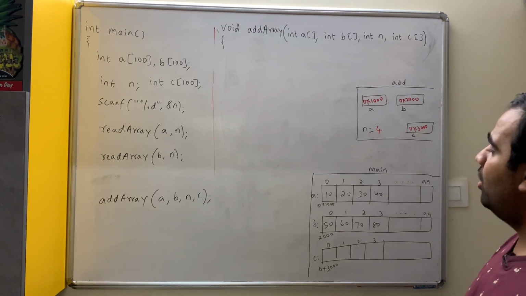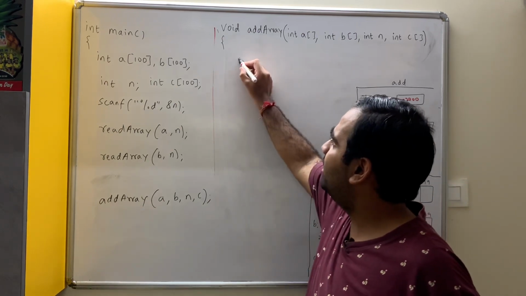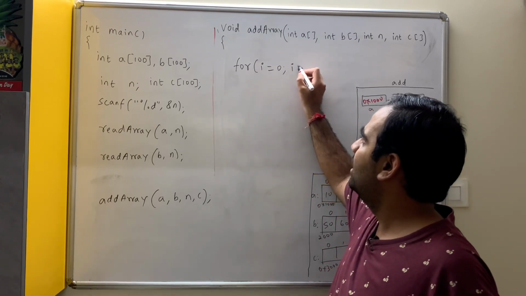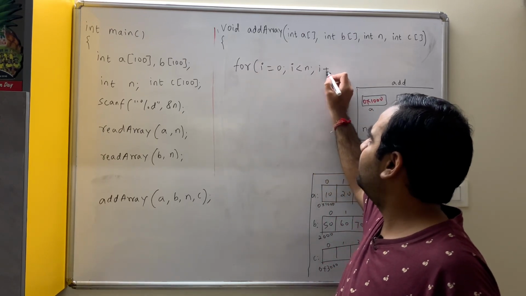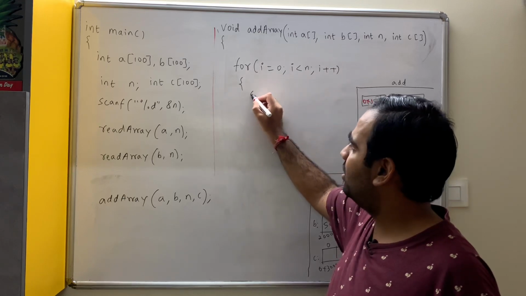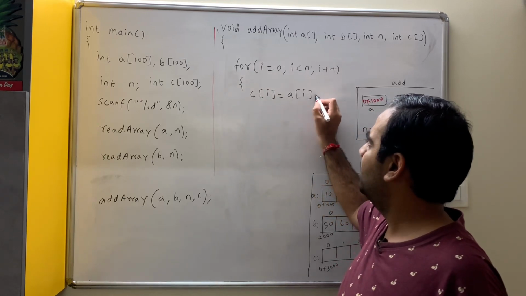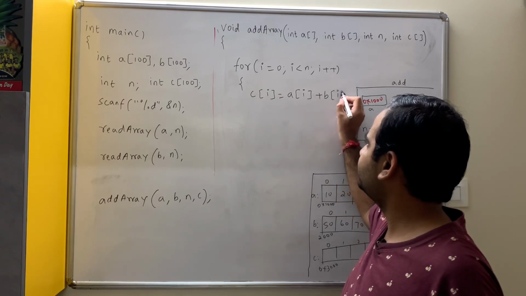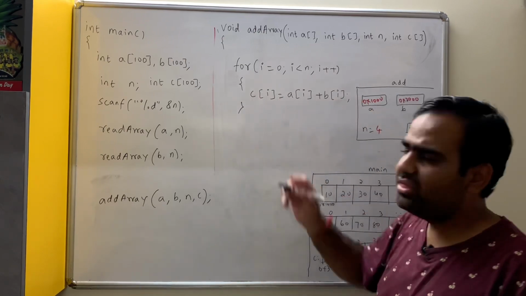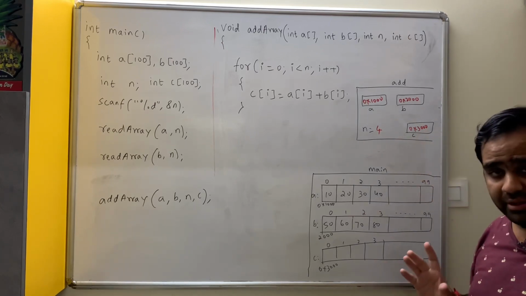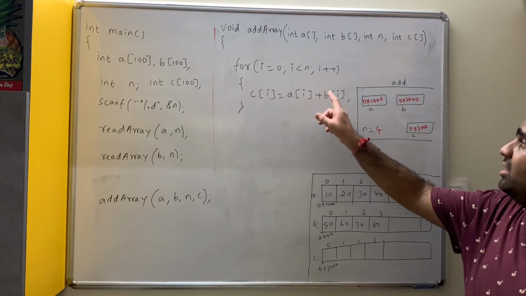Is that okay? Now how do we add the corresponding array elements? You declare a variable I. I say for I is equal 0, I is less than n, I plus plus, and what did I write in the logic? C of I is equal to A of I plus B of I. Now is there any variable C? Yes, there is a variable C and it's an address. That means it's an array. A is an array and B is an array.